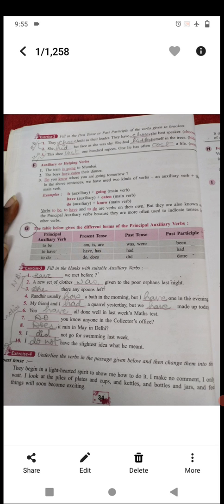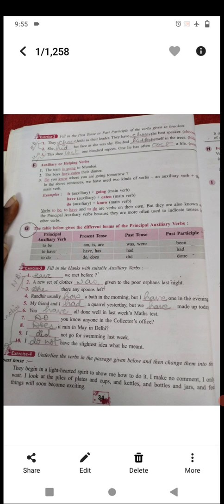Dash there any spoons left? Are there any spoons left. Fourth, Randhir usually dash a bath in the morning. Randhir usually, there is a comparison, isn't it? Randhir and I means two are there, and there is a comparison. Randhir usually has a bath in the morning, but I dash one in the evening. I have one in the evening. Fifth, my friend and I dash a quarrel yesterday.